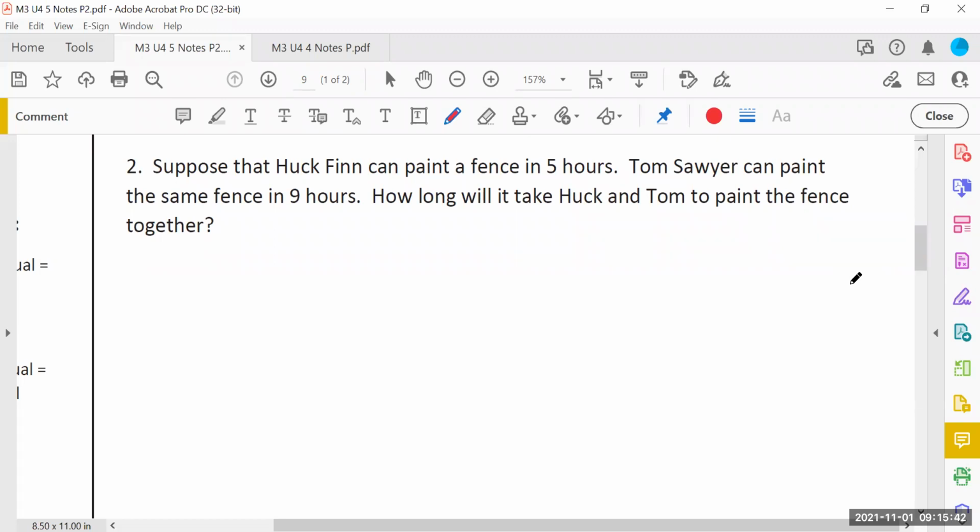Suppose that Huck Finn can paint a fence in 5 hours. Tom Sawyer can paint the same fence in 9 hours. How long will it take Huck and Tom to paint the fence together? So again, we've got two rates: how fast one person does it on their own, how fast the other person does it on their own. We want to know how fast they do it together. So here we go. 1 over 5, first person's rate, plus 1 over 9, second person's rate, equals 1 over x, how quickly they can paint the fence together.